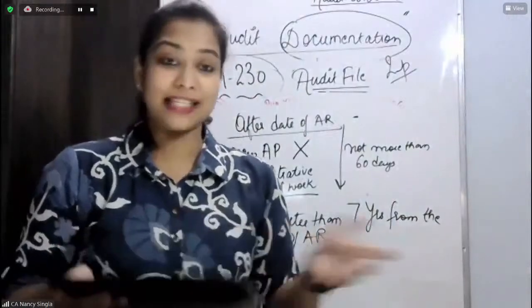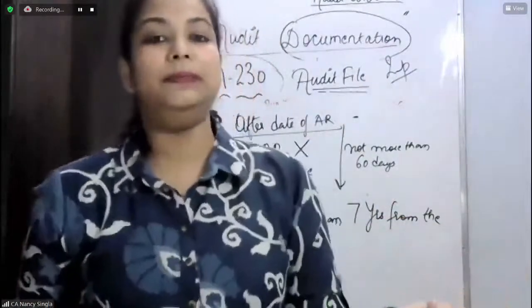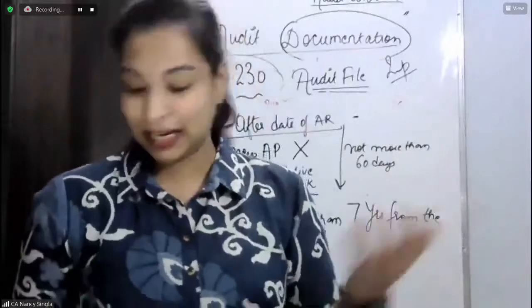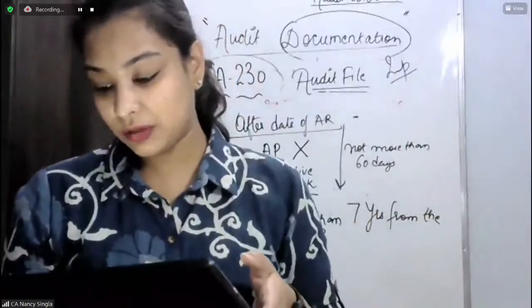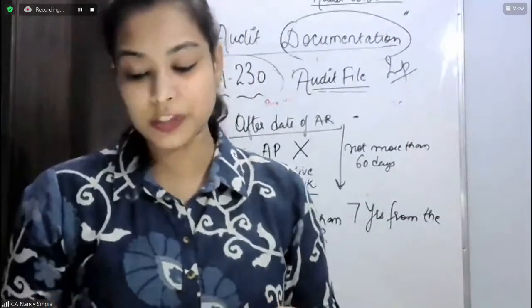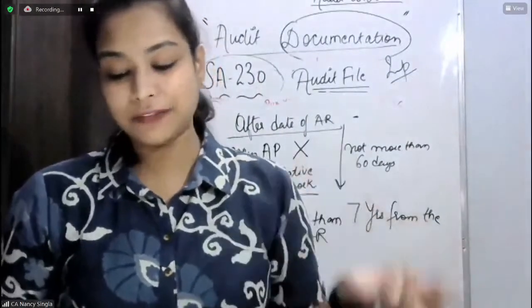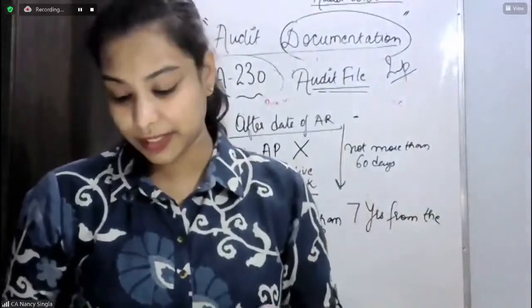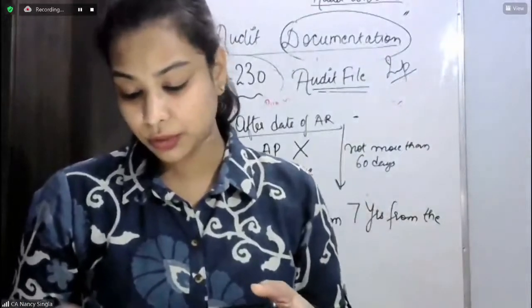So, why 7 years and everything? See, students, this is the law, and the time period has been given, so we need to follow that. With respect to fraud of a company after the audit report, as I've told you, SA 560, we'll be doing.